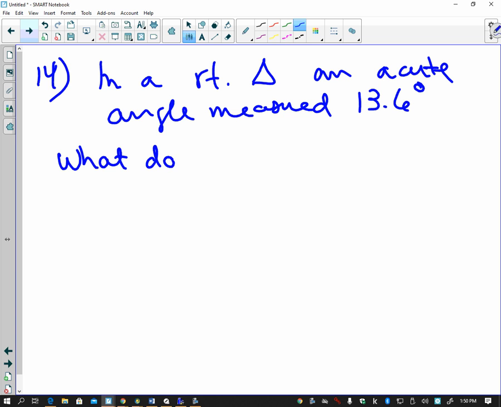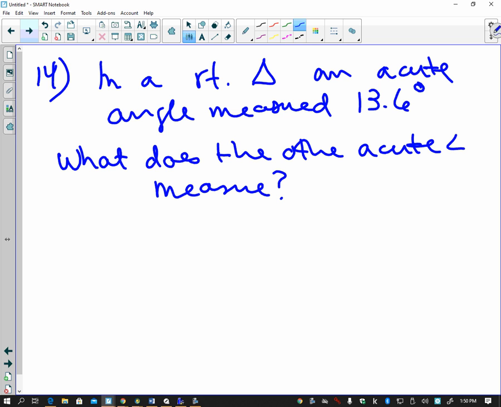What does the other acute angle measure? What do you say? 15.3? Oh, no. All right, so that's kind of a longer way of going about it.